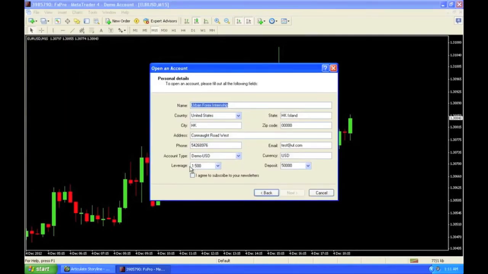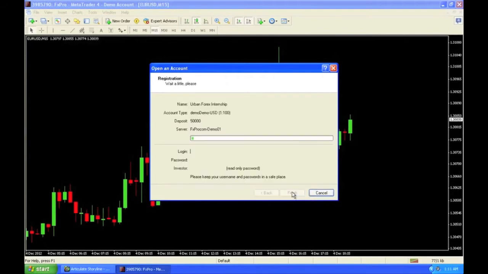As far as leverage is concerned, remember, leverage is your buying power. This is the amount that you can purchase. Right now, I'm going to go ahead and select 1:100, which means my $1 is worth $100 in the market. Okay, I'm going to keep an account of 50,000. I'll click I agree and next, and my account is created now.